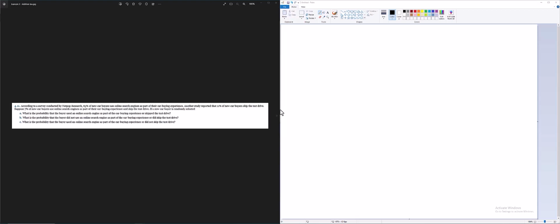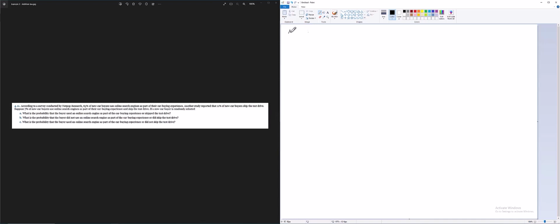In this example, we're going to do a problem involving the law of addition, and that comes from problem 4.21. To summarize this problem, this data set is on people who purchase cars and answer a survey.